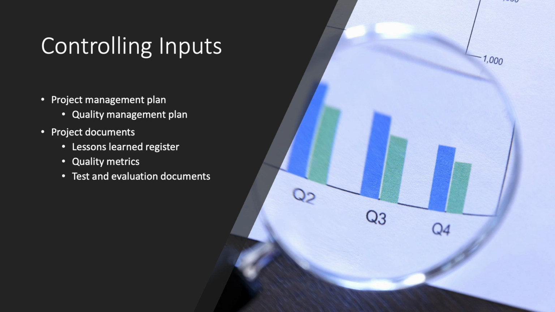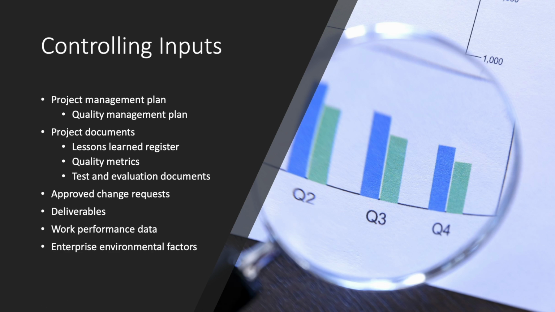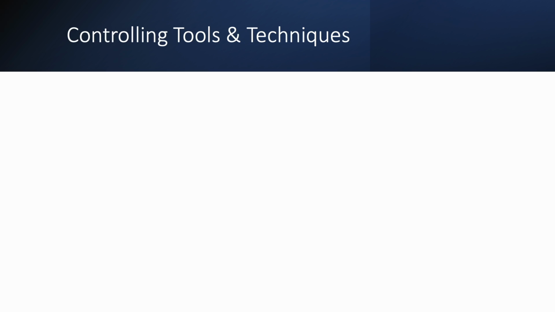Second, project documents. They are lessons learned register, quality metrics, test and evaluation documents. Third, approved change requests. Fourth, deliverables. Fifth, work performance data. Sixth, enterprise environmental factors. Seventh, organizational process assets.